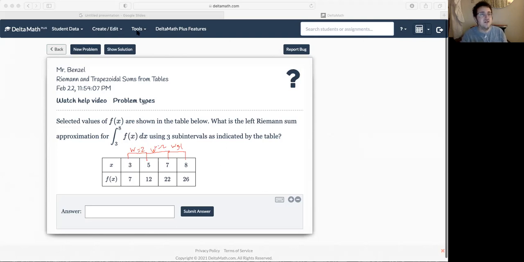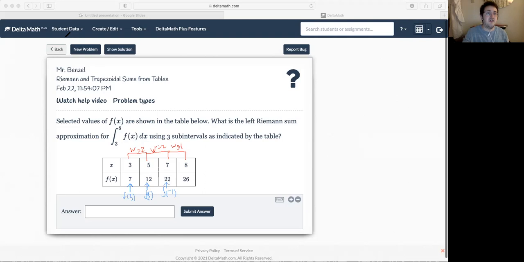So I'll even just get a different color here. So between 3 and 5, I'm going to choose the f of 3, the f of 5, and the f of 7.